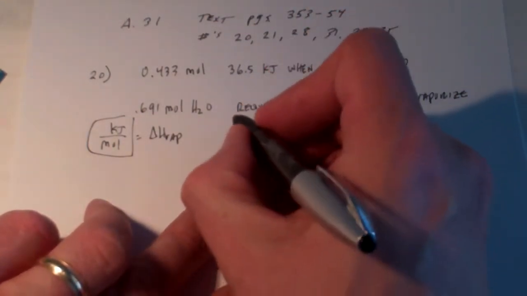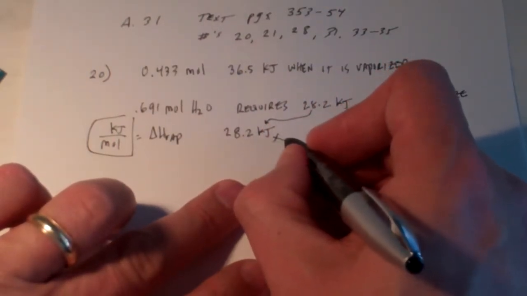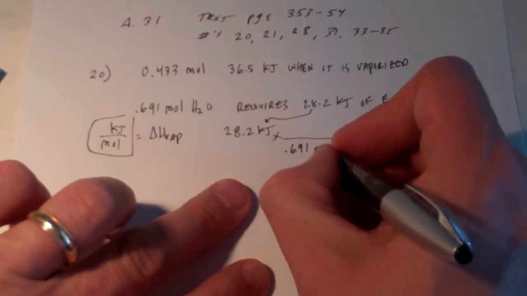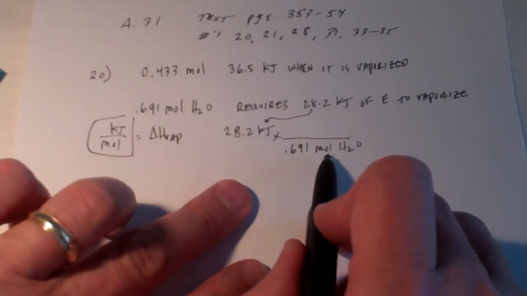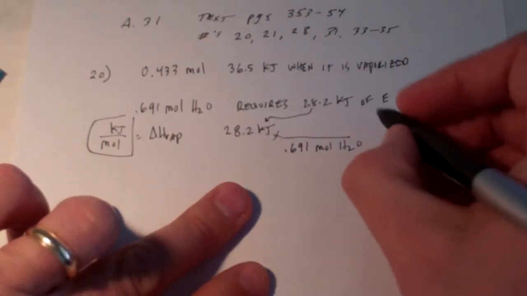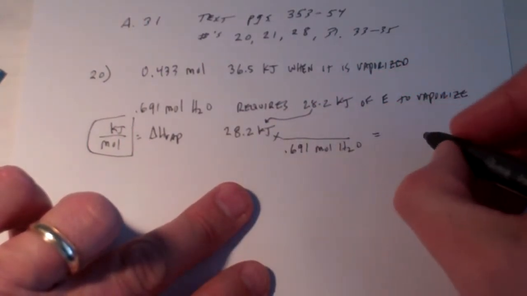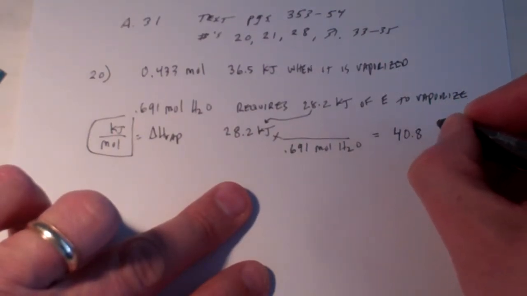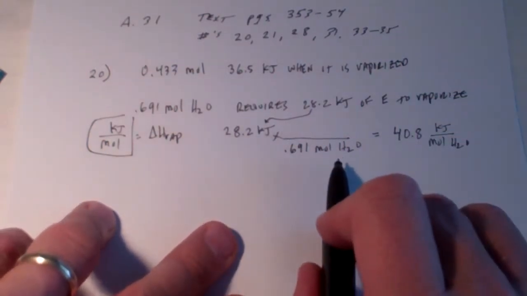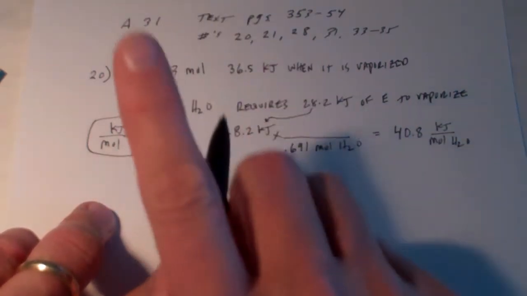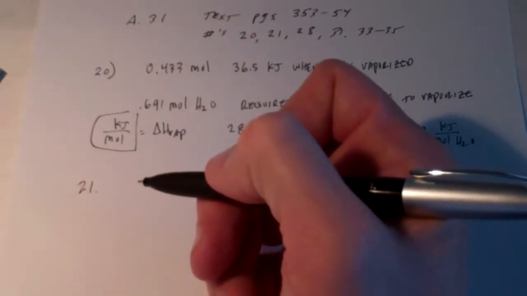So, how many kilojoules are required? Well, 28.2 kilojoules are required. To vaporize how much water? Well, 0.691 moles of water. So I've established my unit, kilojoules divided by moles. Isn't that my unit for heat of vaporization? I've previously done the math. 28.2 divided by 0.691 gives me 40.8 kilojoules are required to vaporize each mole of water. That is similar to the question that's asked on number 20, but not identical.